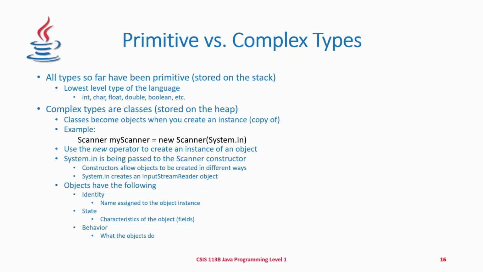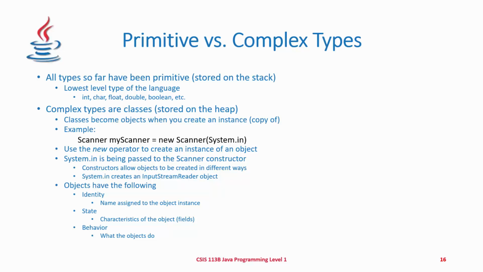Complex types are classes which are stored on the heap because generally they're going to be larger than the width of the stack. The stack is always whatever type of system we're using, currently 64-bit systems, that's the widest value that we can store on the stack. So the heap, because it's dynamically created, it's random access memory, we have the ability to store much larger values in the heap than we do on the stack. And so that's where we have the complex types being stored.